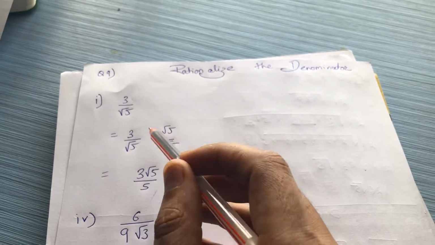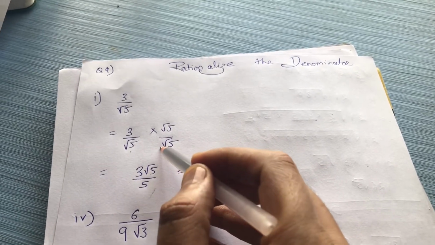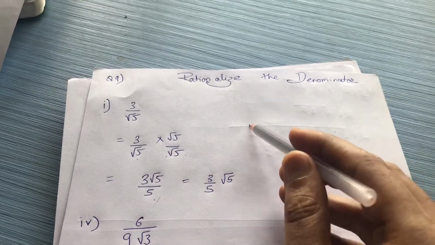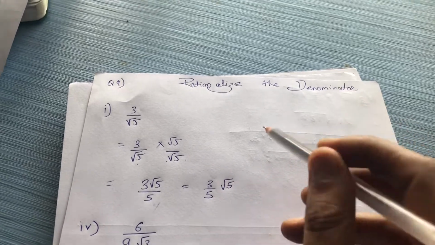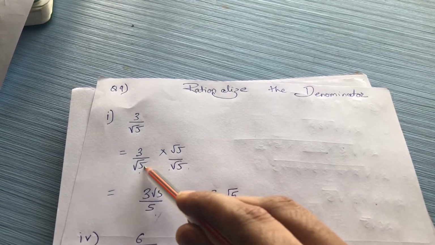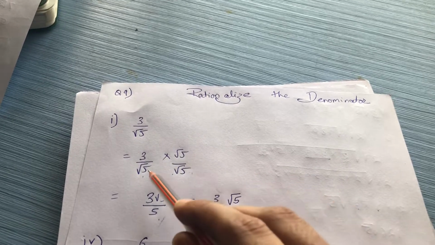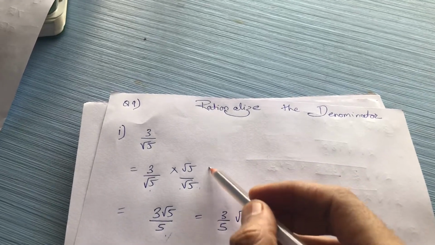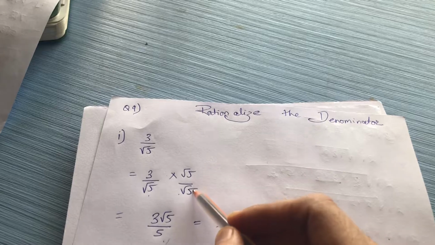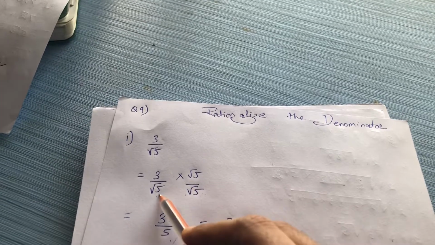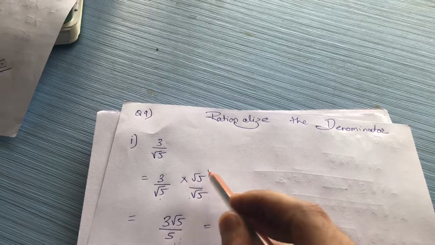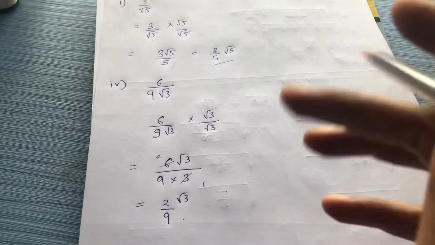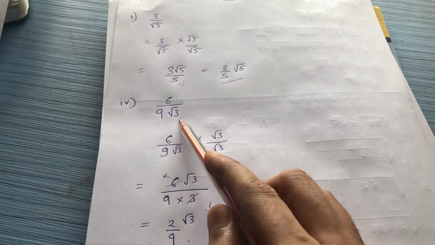So when you multiply root 5 again with root 5, the root sign will go away, because root 5 into root 5 will give you 5. Okay, anything root 2 into root 2 will give you 2, in that way. So we multiplied by the same number, so it's root 5. So if you are multiplying the denominator, you have to also multiply the numerator, so that it is balanced. So we just multiply by root 5 upon root 5. Okay, so now root 5 into root 5 becomes 5, and this becomes 3 root 5. This is the answer. Next question, if you see 6 upon 9 root 3.